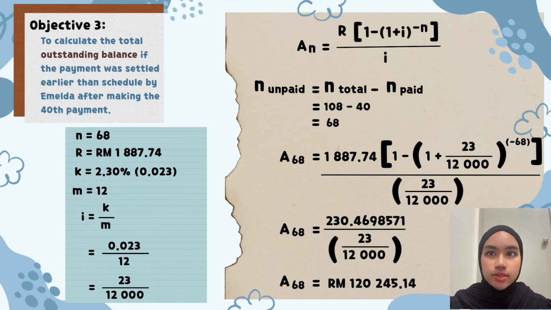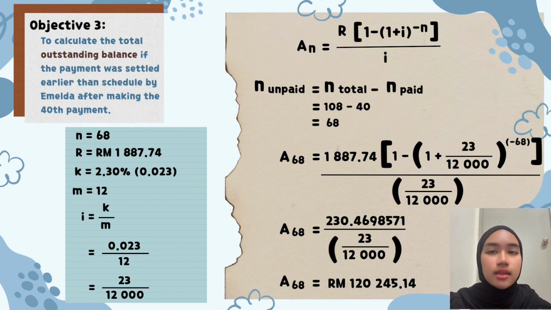Next, for objective 3, to calculate the total outstanding balance if the payment was settled earlier than scheduled by Imelda after making the 40th payment. Based on the information in the question, N equals 68, R equals RM 1,887.70, K equals 2.30%, which is 0.023, M equals 12, I equals K over M equals 0.023 divided by 12, which is 23 divided by 12,000.